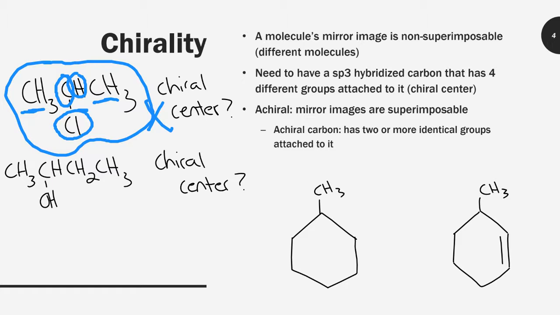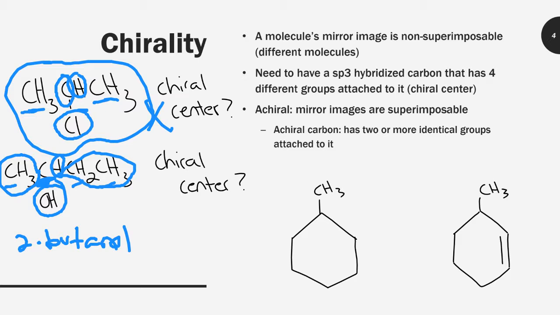This one down here is 2-butanol. Okay, so again, these carbons I know cannot be chiral centers because they have more than 1 hydrogen. I need 4 different groups. This second carbon, I have a methyl group on this side, an OH group here, a hydrogen, and also an ethyl group. Okay, and those are 4 different groups. So this carbon here is chiral. So I have a chiral center on C2.